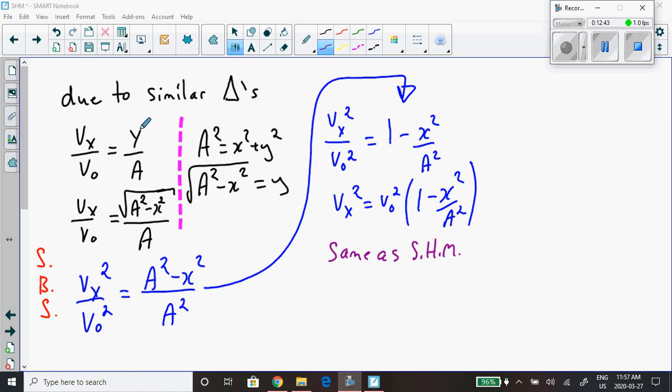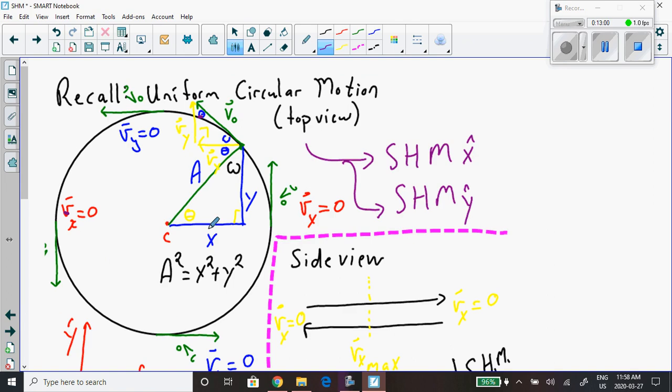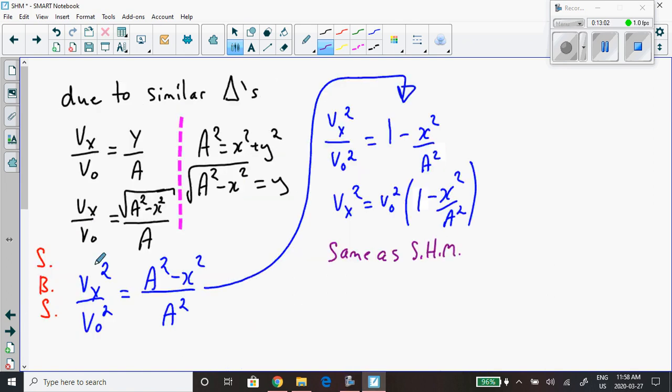to the y component of the position of the object as it goes around in the circle, divided by what I'm calling a, the amplitude, which is also the radius. But by Pythagoras, if we go back to the triangle, look at my triangle there, I know that a squared is equal to x squared plus y squared, or y would equal the root of a squared minus x squared. So let's replace y with that. And I put it in here.